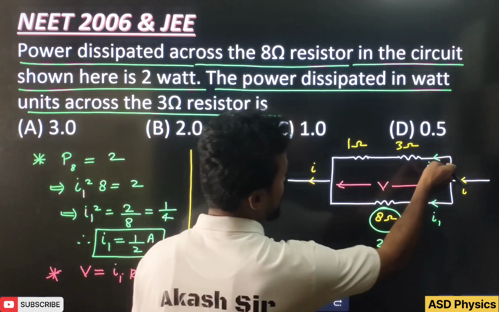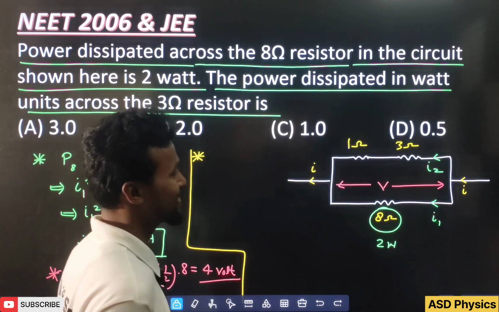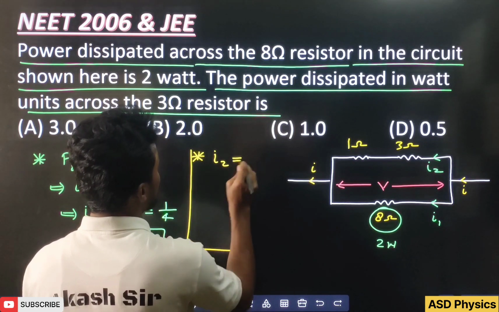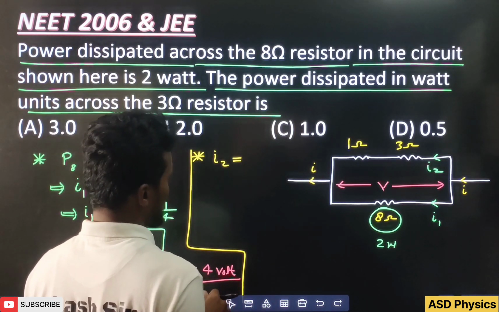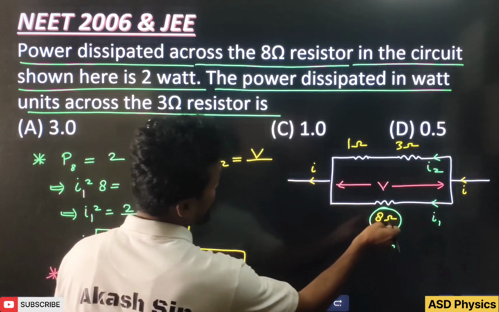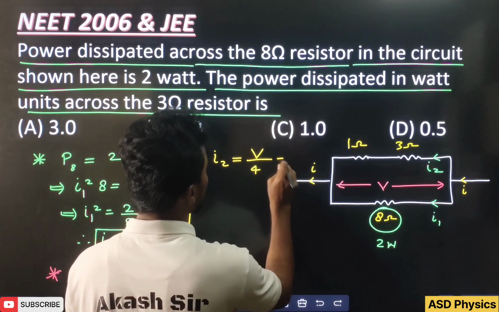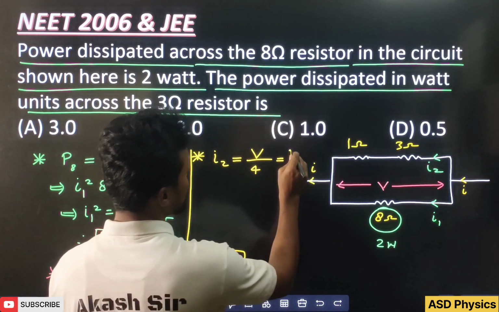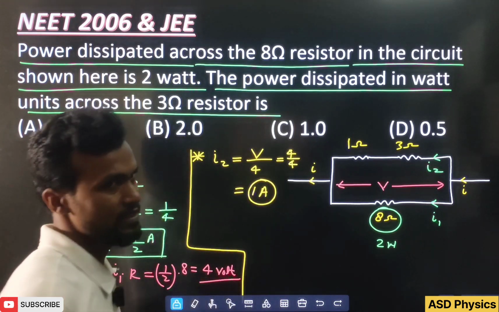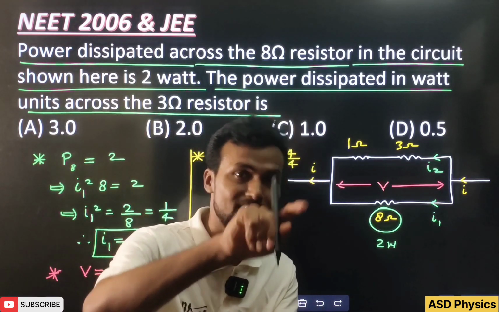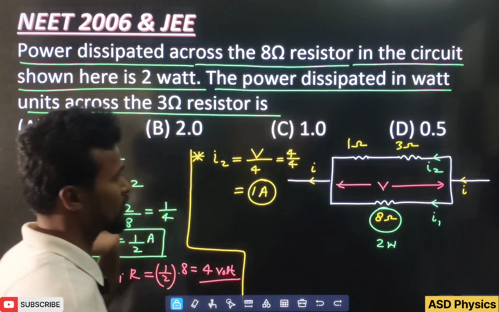Now if I talk about this current I2, I think this question can be solved directly by the current divider theorem also. I2 will come here. How? Because whatever voltage V is here, the same voltage will be here also, and here 1 and 3 are in series. So 3 plus 1 means 4. V is 4 volt, so 4 by 4 is 1 ampere current. But the problem with the current divider theorem is that we don't know this I value, so we can't calculate the exact value that way.